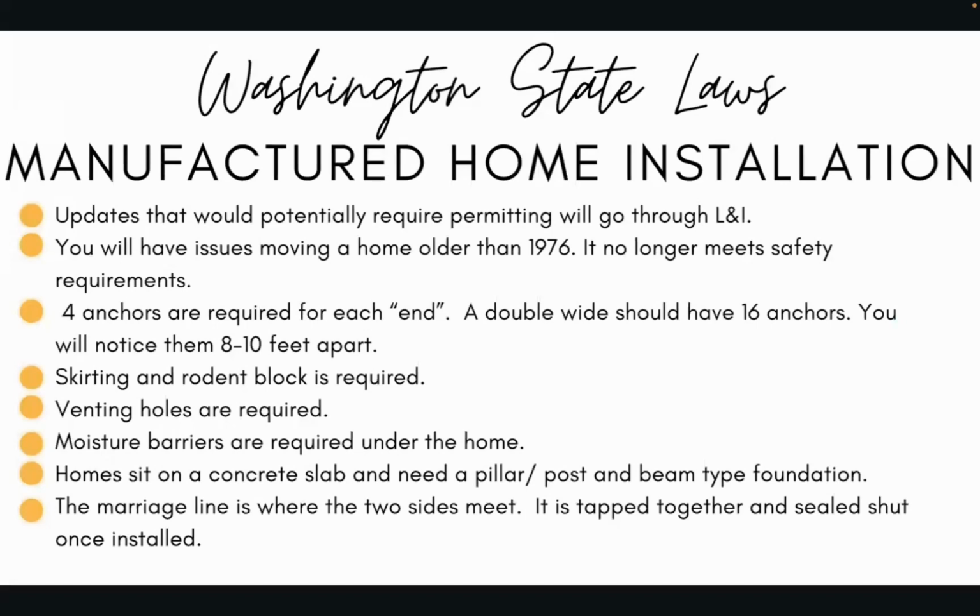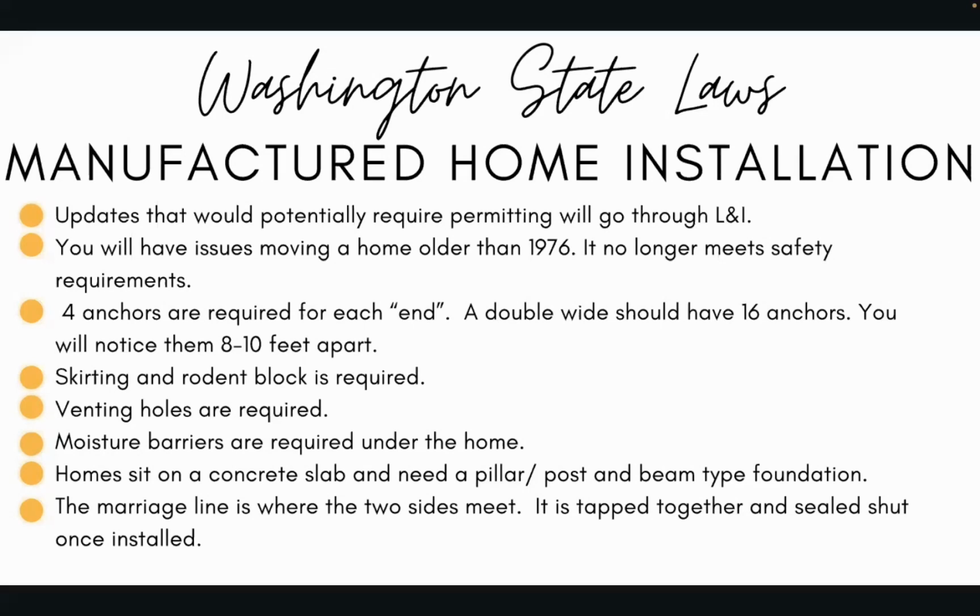So Washington State has laws for manufactured homes, and these are not all of them, but ones to keep in mind as you're going through a listing or you have a buyer. Some of the big things to look out for are Washington State code requirements. Keep in mind any updates that are done will potentially need permitting, potentially through L&I. You will have issues closing on a home older than 1976, and issues moving a home, if you're trying to transfer it from one property to another, because it no longer meets the safety requirements for being on the road.